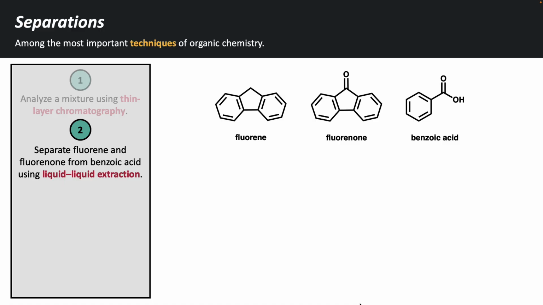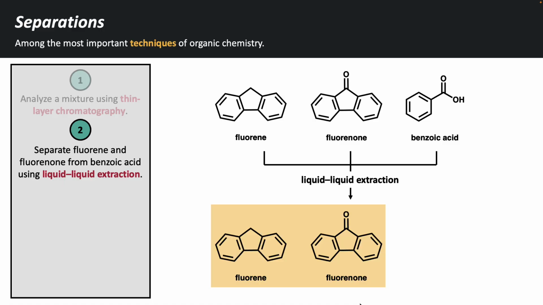Next week, you'll work to separate fluorene and fluorenone from benzoic acid using a process called liquid-liquid extraction. So at the end of next week, you should have 2 components, the first containing fluorene and fluorenone, and the second, which will contain benzoic acid on its own.